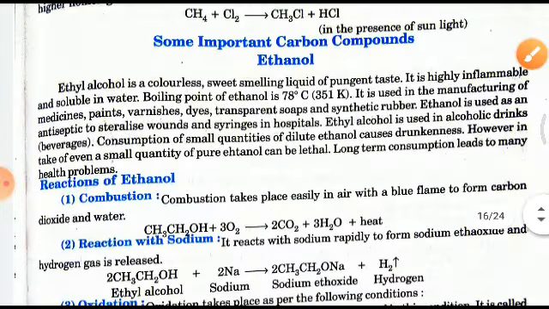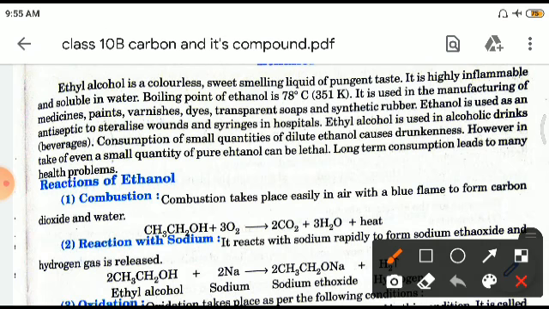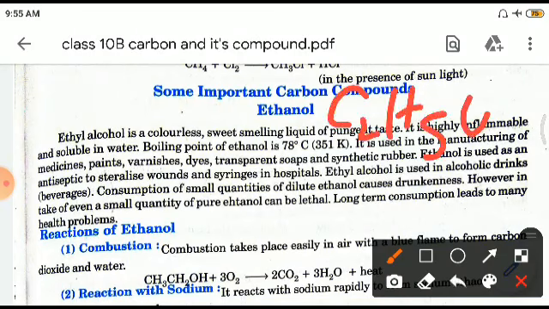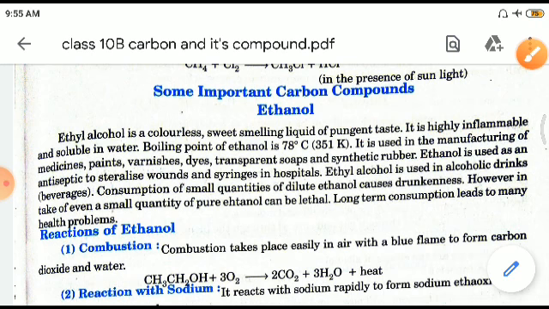Now let us study about ethanol. Ethanol, the formula will be, just a minute children, C2H5OH. This is ethanol's chemical formula, right? It's a colorless, sweet smelling liquid of pungent taste. It's highly inflammable and soluble in water. Boiling point is just 78 degrees centigrade, right? And consumption of it, you all know, it causes drunkenness, right?